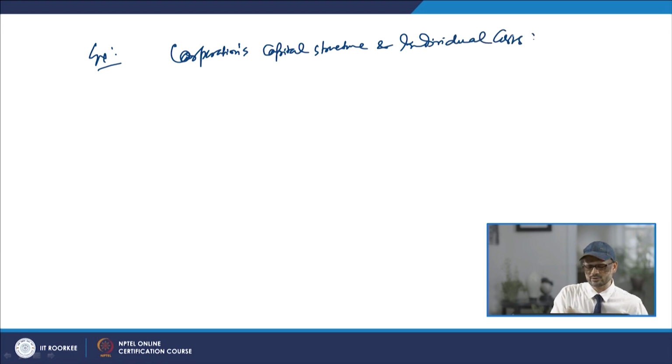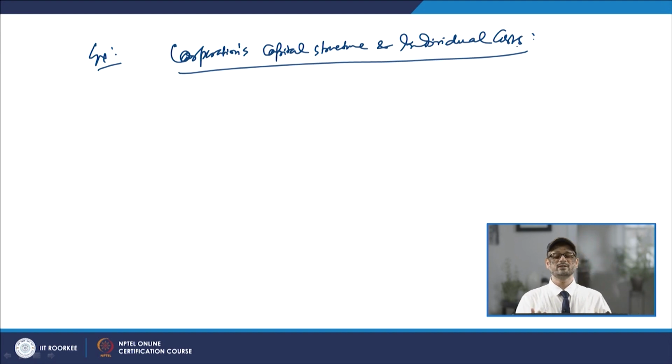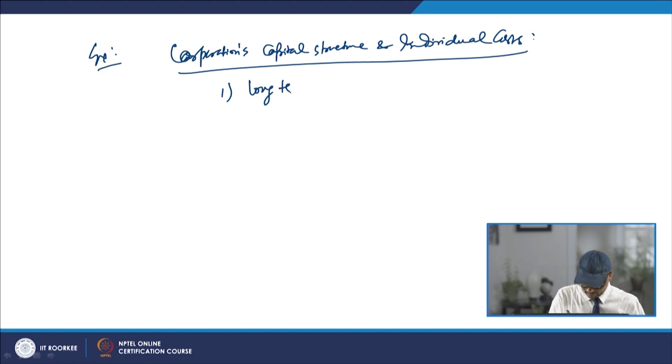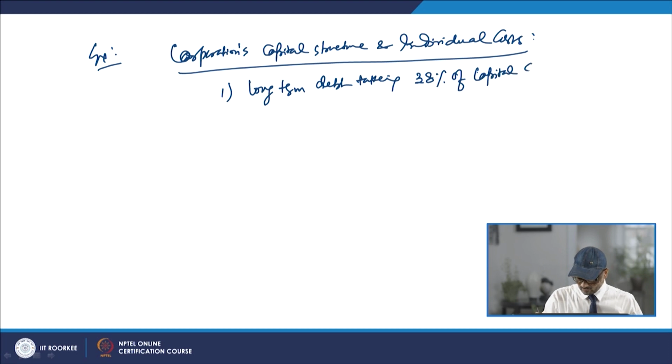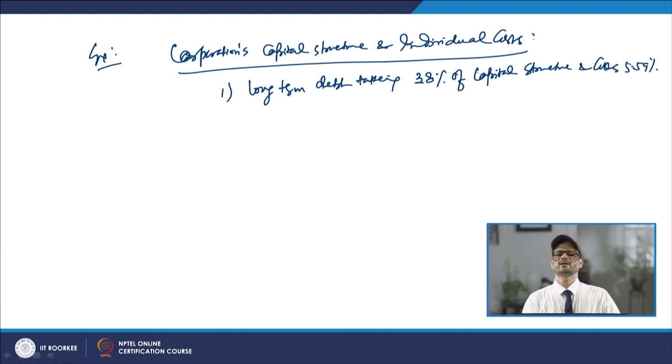So, if you look at the different capital structure and individual costs, suppose the long term debt takes 38% of the capital structure, and costs 5.59%. So, suppose the long term debt is 38% of the capital structure of that corporation, and it costs about 5.59%.